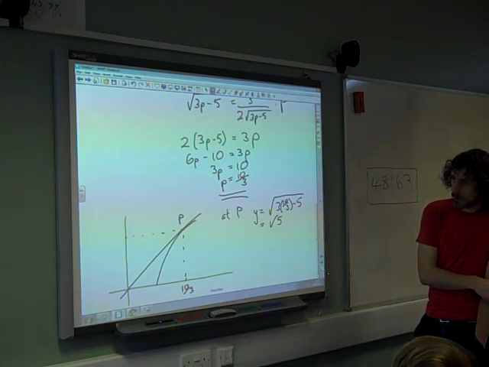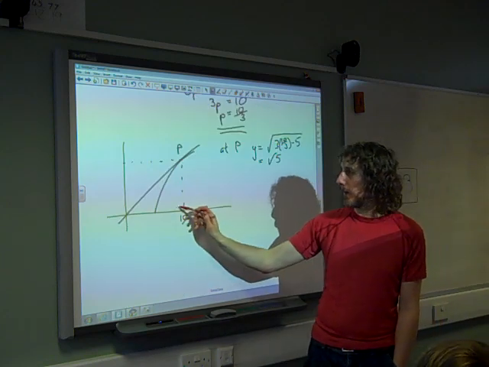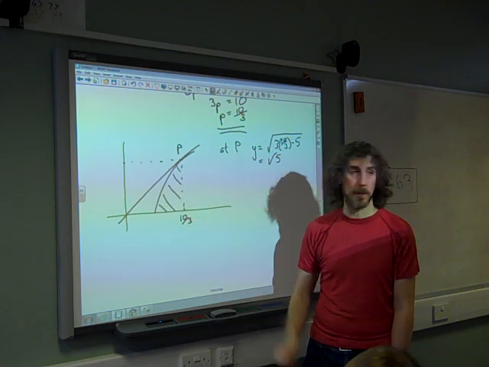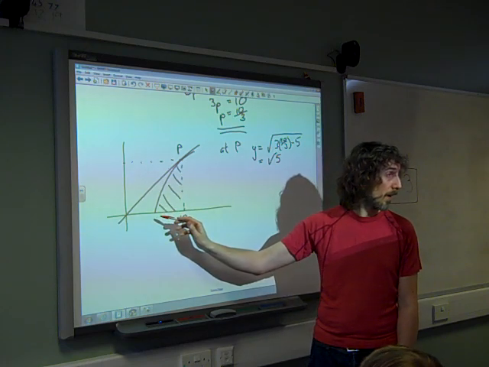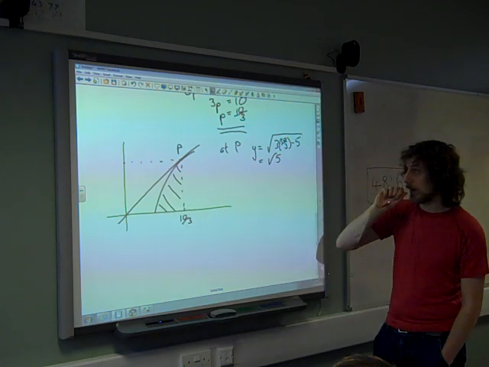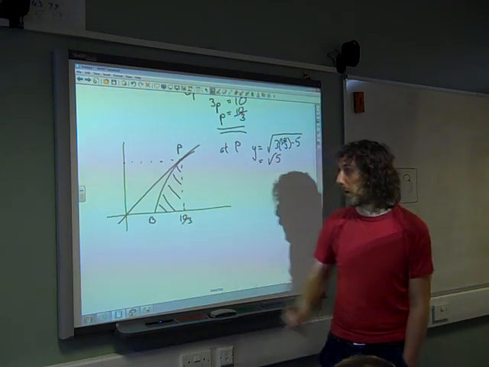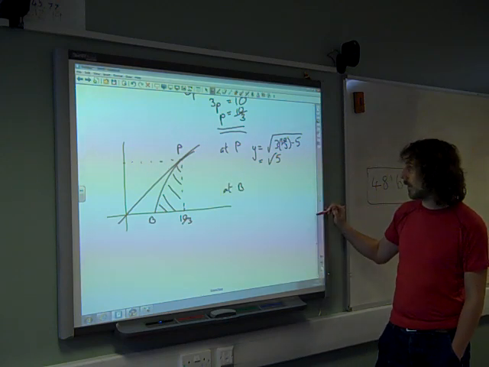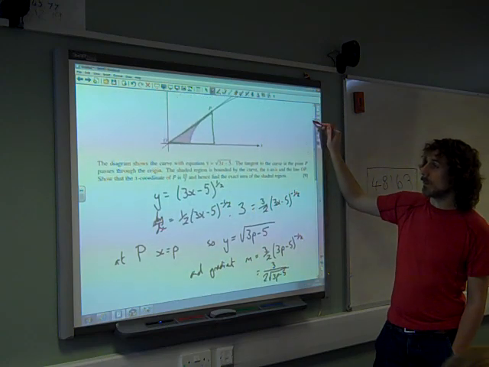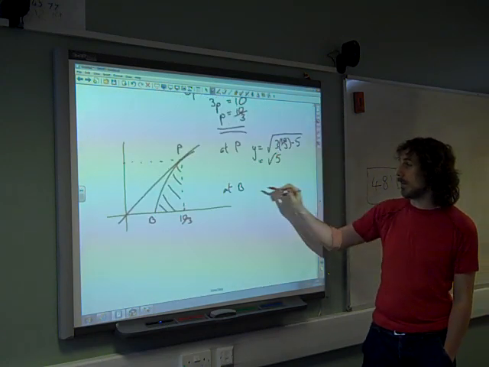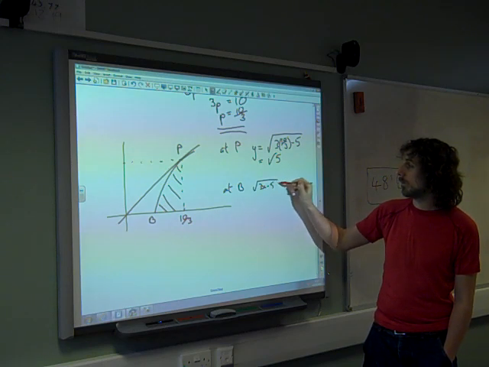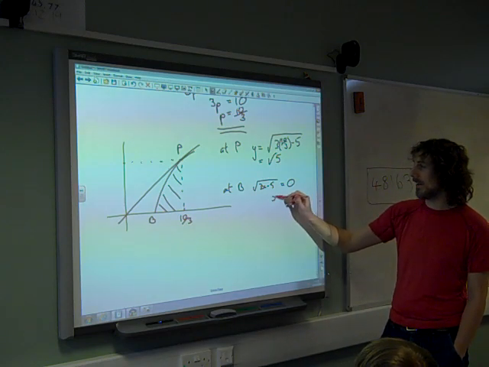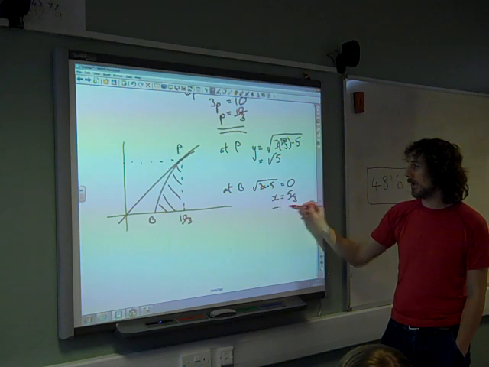What else do I need to know about? If I'm going to integrate this curve to find this area underneath the curve, so that I can take it away, I need to know this point, where the curve hits the axis. Let's call it the point B. At the point B, my curve y equals root 3x minus 5 equals 0, and that's the point where x equals 5/3.